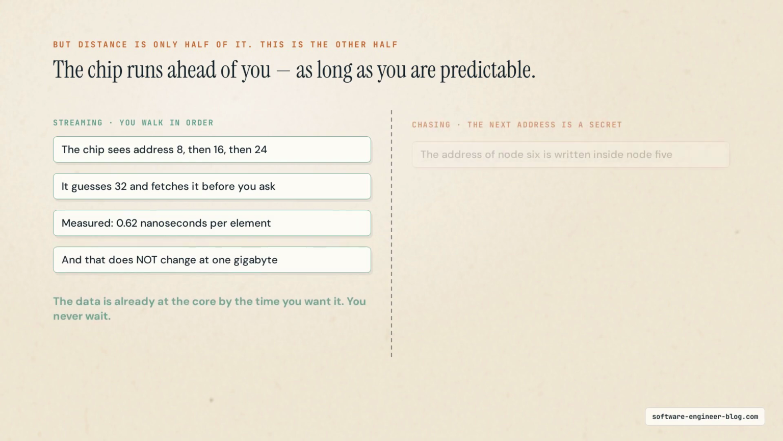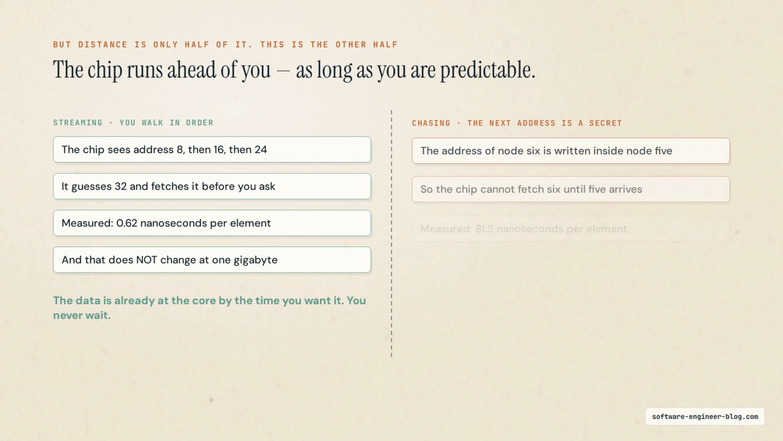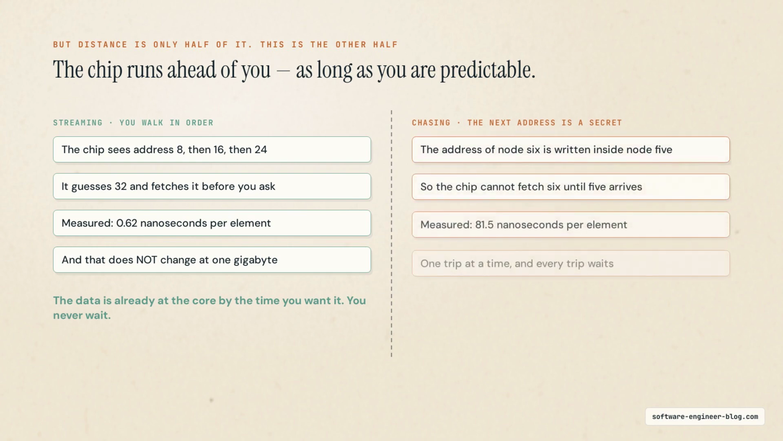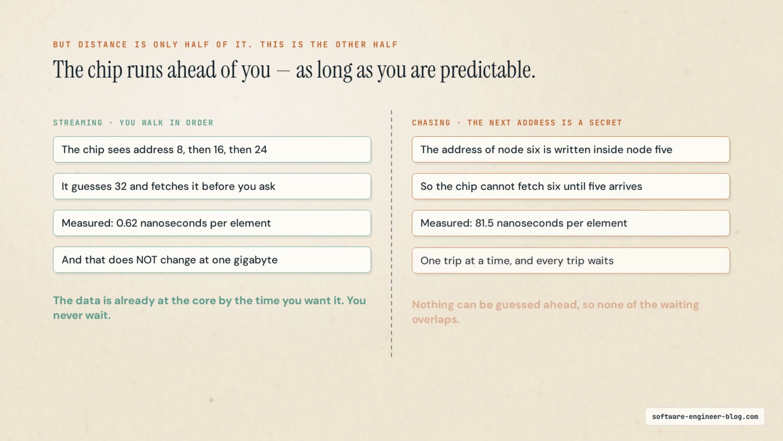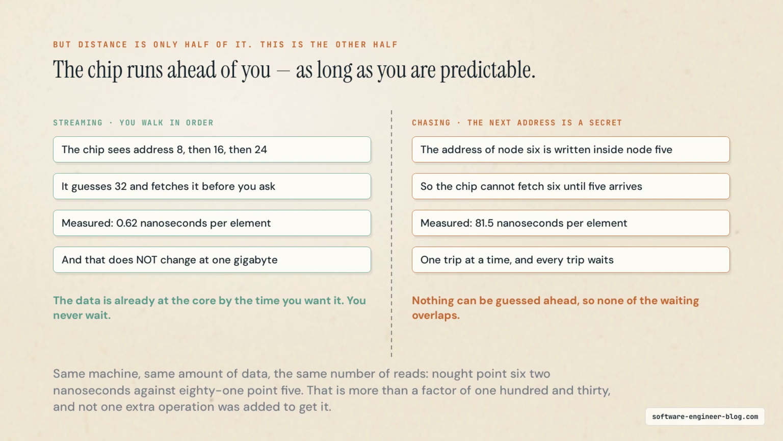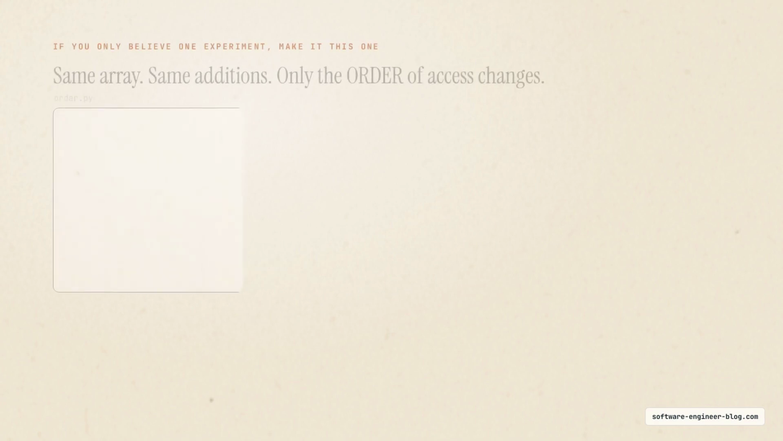Chasing pointers is the opposite. The address of node 6 is written inside node 5, so the chip cannot even start fetching 6 until 5 has arrived. Measured, 81.5 nanoseconds per element. One trip at a time, and every trip waits. Same machine, same amount of data, the same number of reads. 0.62 nanoseconds against 81.5. That is more than a factor of 130, and not one extra operation was added to get it. If you only believe one experiment from this video, make it this one.